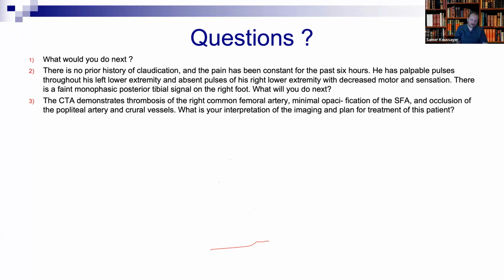You tell me, okay, how do you do the procedure? Okay, I will do it through the common femoral artery. I do a longitudinal incision and expose the common femoral. You have to tell me the details.